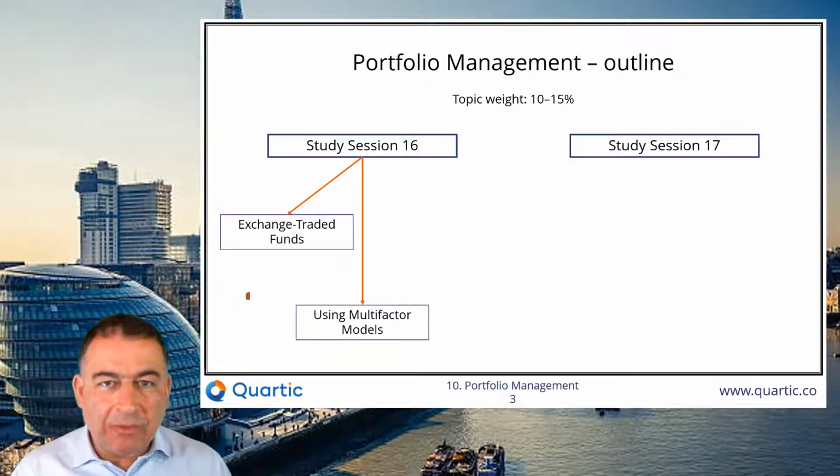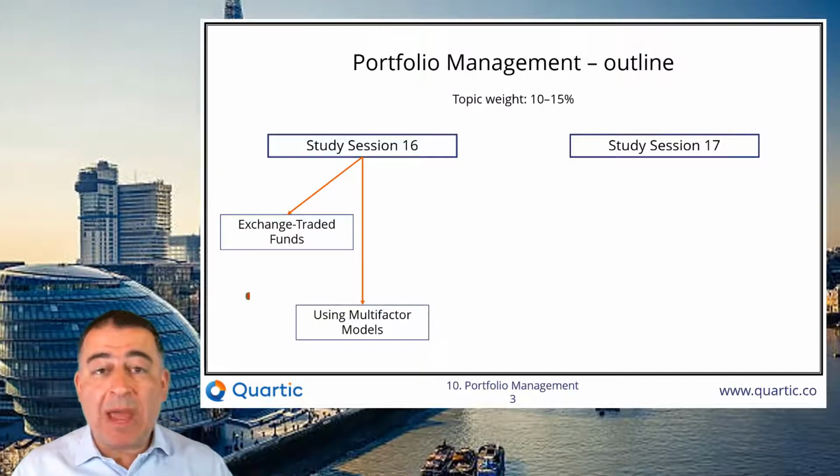Using multi-factor models, we have seen how multi-factor models work in quants. We're now applying them, in particular the Carhart model, which is a variation on Fama-French. If you're not familiar with the Fama-French model, you will be, trust me.